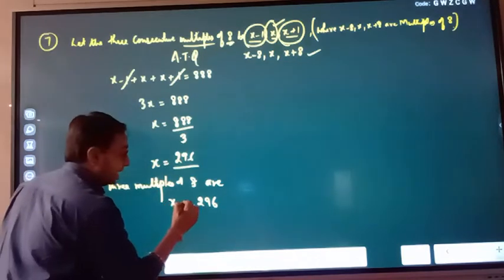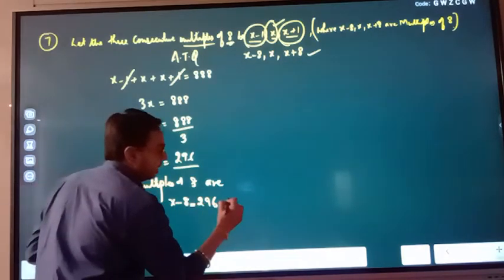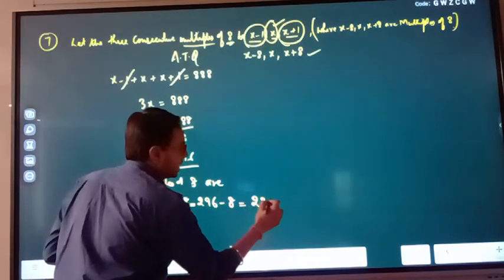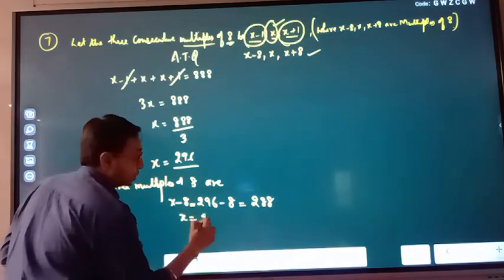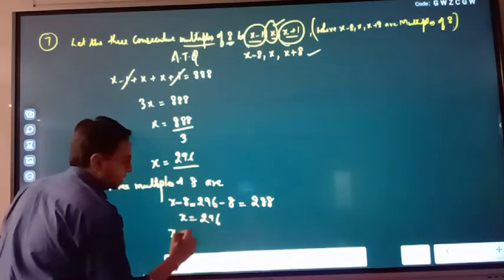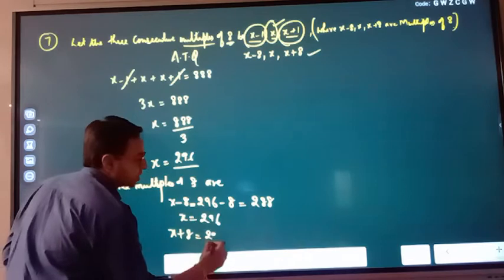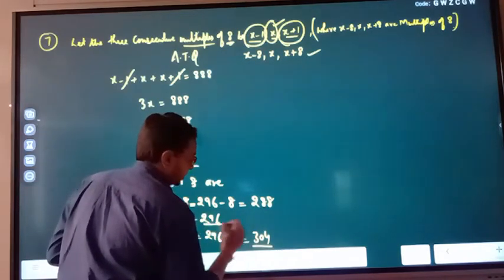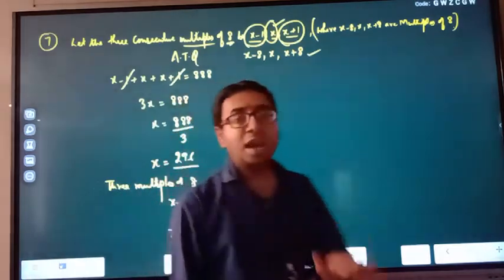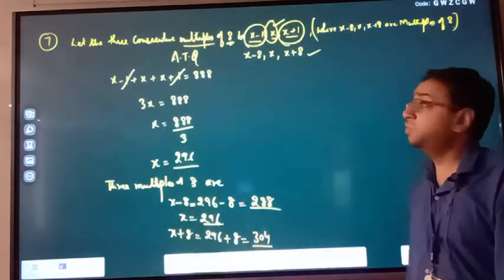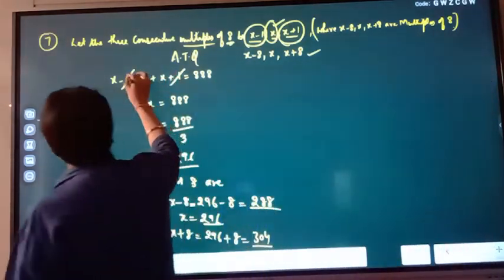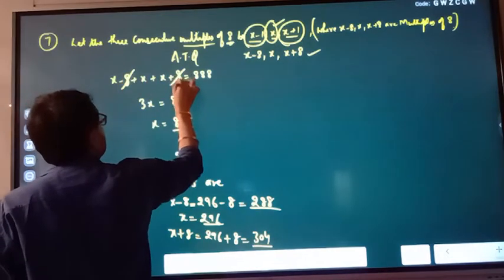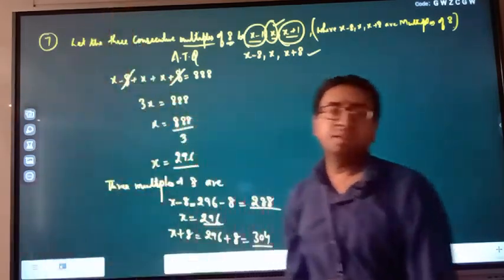Here 8 has to be there. Are we clear? You will be getting x minus 8 is 288, x is equal to 296, x plus 8, that is 296 plus 8, that is 304. These are the three multiples, and if you add up, you'll be getting 888. This is very, very important. So here it would be 8, here it would be 8, not 1.